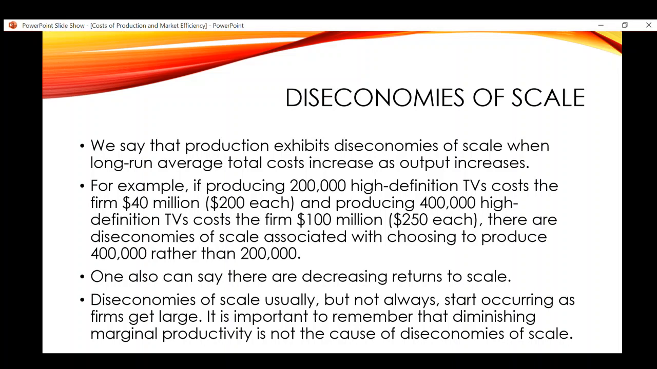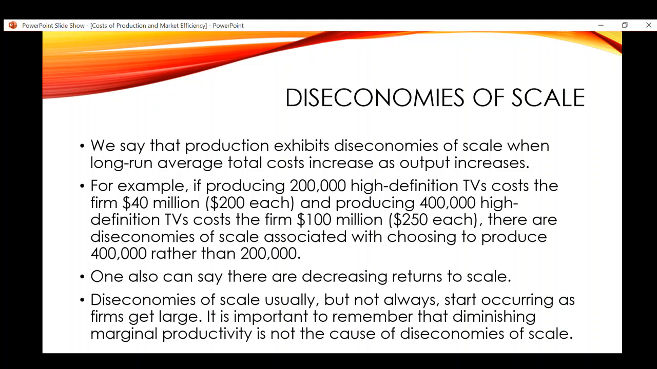So, for example, if producing 200,000 high-definition TVs costs the firm $40 million and producing 400,000 high-definition TVs costs the firm $100 million, there are diseconomies of scale associated with choosing to produce 400,000 rather than 200,000. So, this economy siya kay nisaka ang iyang total cost to $100 million, pero ang nahitabo sa iyang per unit is nisaka siya from $200 to $250 each. So, imbis unta nga daghan na ang giproduce, dapat mas makabarato ta sa per unit, mas nimahal pa siya. One can also say that there are decreasing returns to scale.